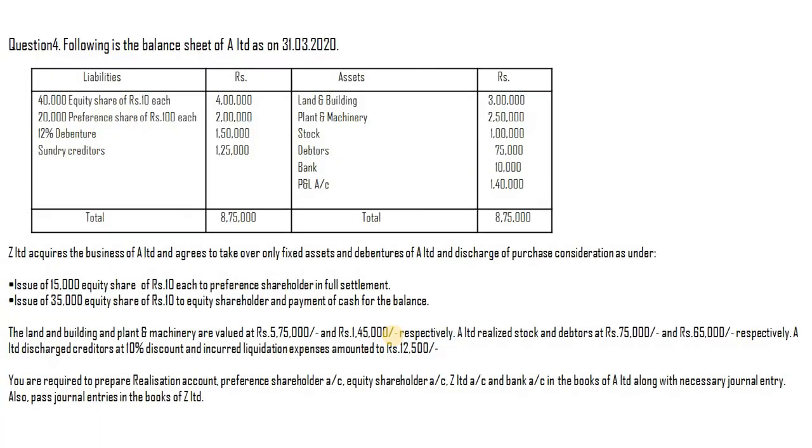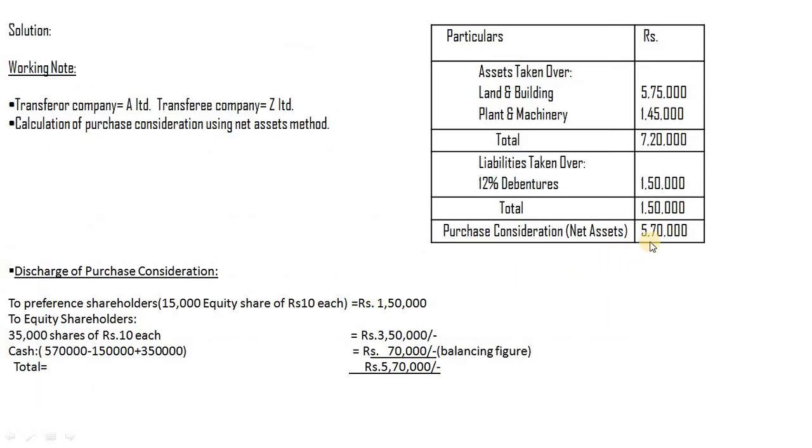If we add 1,50,000 and 3,50,000, our total value will be 5 lakh. Okay. Now the question is saying payment of cash for the balance. Now for the remaining purchase consideration, we will give cash to the equity shareholders. Our purchase consideration is 5,70,000 and 5 lakh is already discharged. These two are already discharged, right? Preference shareholders, equity shareholders, 5 lakh. So 70,000 is the balance, and this balance amount will be discharged in the form of cash.